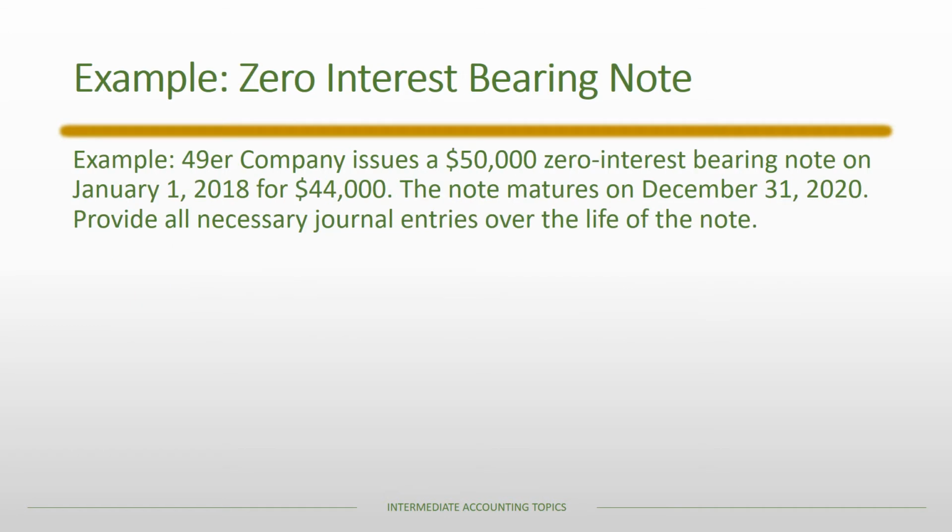All right, let's do an example. Ford & Air Company issues a $50,000 zero interest-bearing note on January 1st, 2018 for $44,000. The note matures on December 31st, 2020. Provide all necessary journal entries over the life of the note.